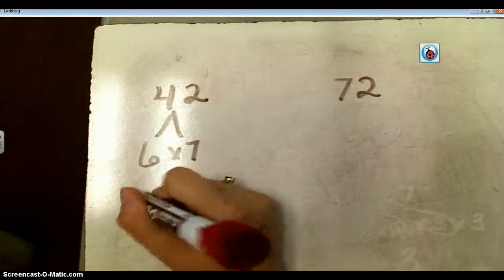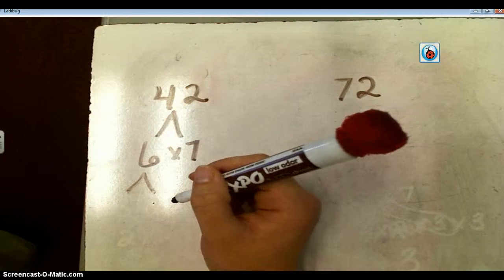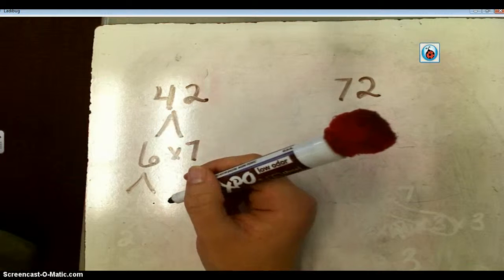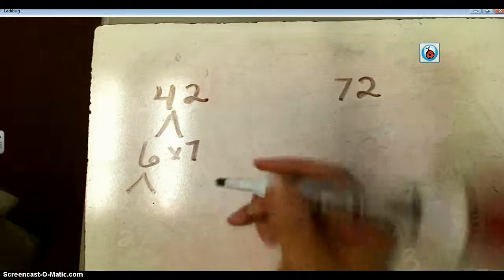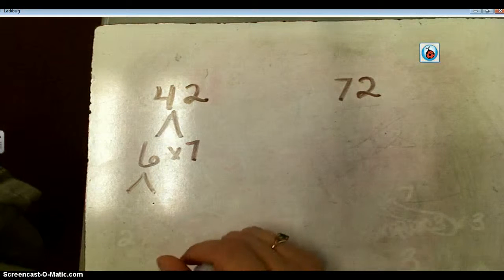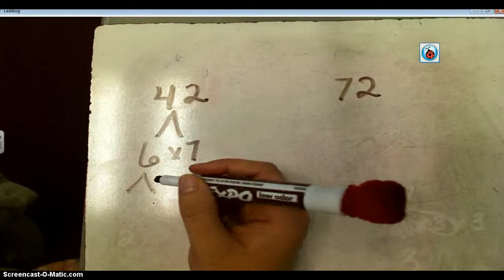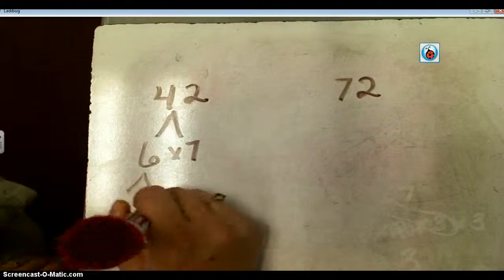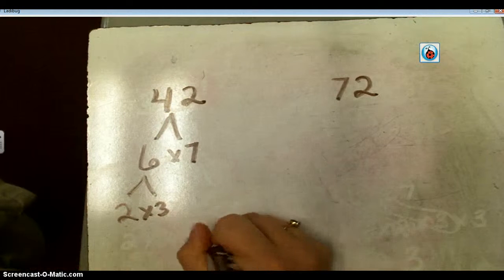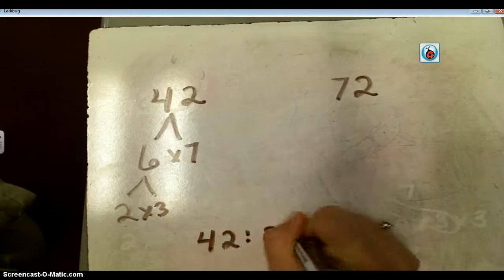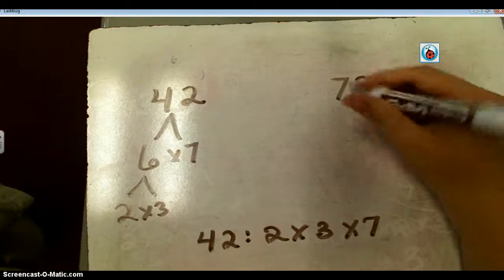Composite would be, anybody know what's composite? Gracie? Okay, has more than two. More than two what? Factors. Okay, so 6 we break it down to 2 times 3. So what's our prime factorization for 42? 2 times 3 times 7. Perfect.